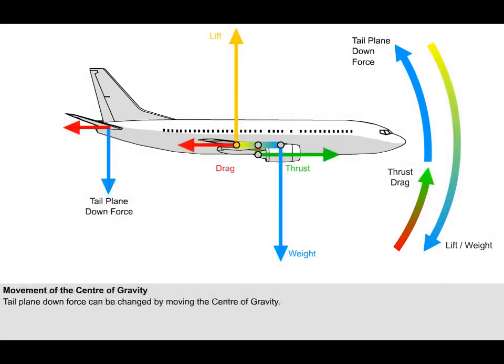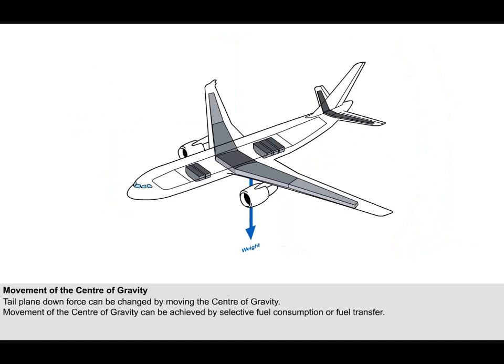To some extent, the amount of tailplane downforce required for level flight can be manipulated by changing the center of gravity. In flight, this can be done in one of two ways. Firstly, by selective fuel consumption, or secondly, by fuel transfer. Consuming fuel in the tail first, or transferring fuel out of the tail to other tanks, will move the center of gravity position forwards. Conversely, using fuel in the center or forward tanks first, or transferring fuel out of these tanks, will cause the center of gravity to move aft.